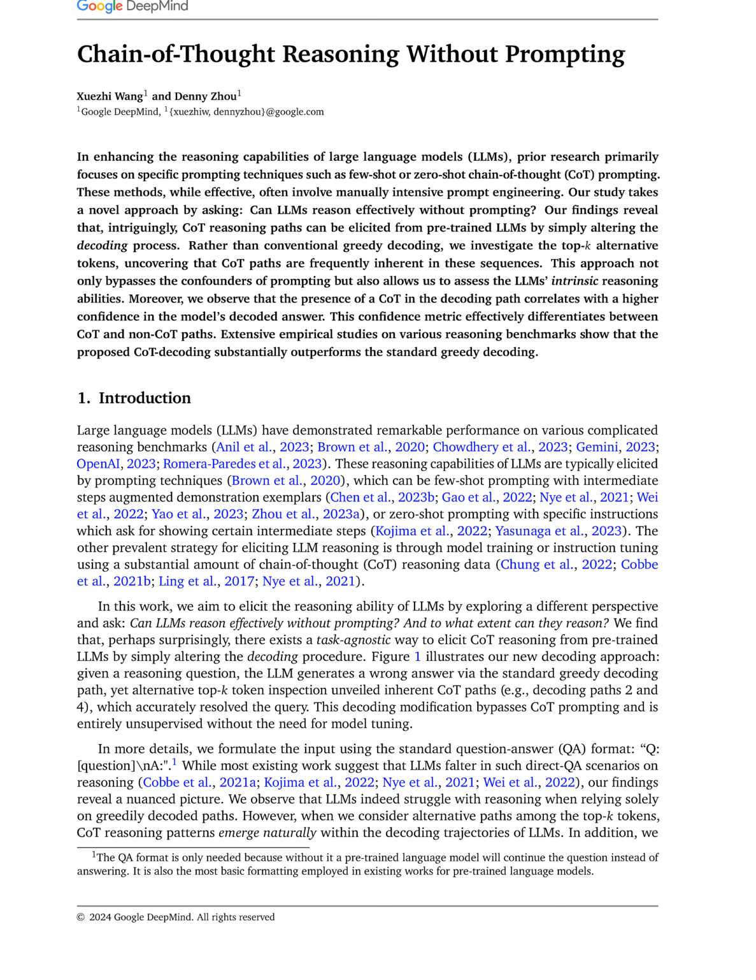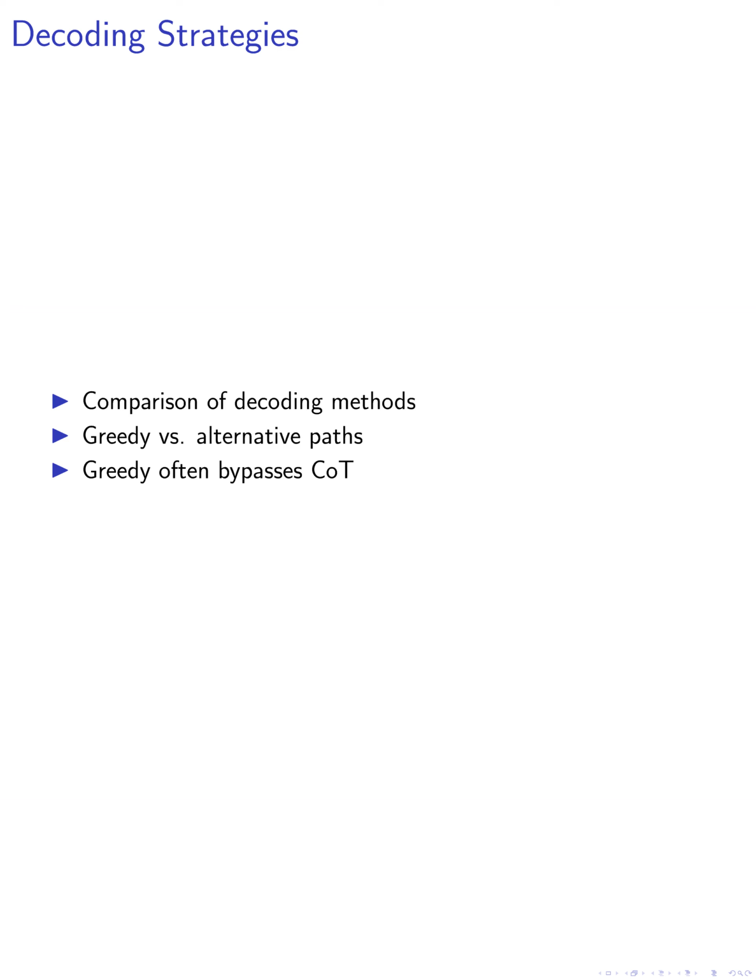In this paper, we embark on a comprehensive exploration of decoding strategies in the context of the pre-trained PaLM-2 large model, particularly focusing on the comparison between standard greedy decoding and alternative decoding paths. Our initial step involved contrasting the conventional greedy decoding approach with those paths where alternative decisions are made at each step, denoted as k > 0.